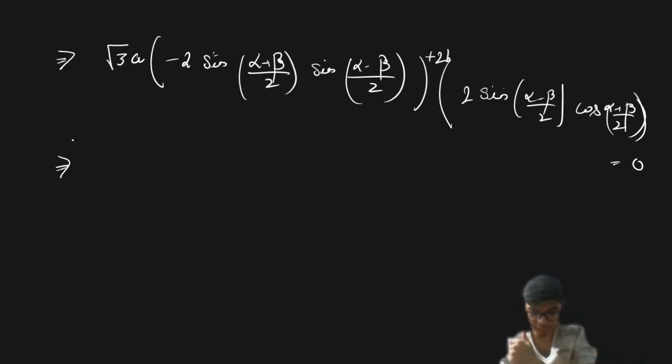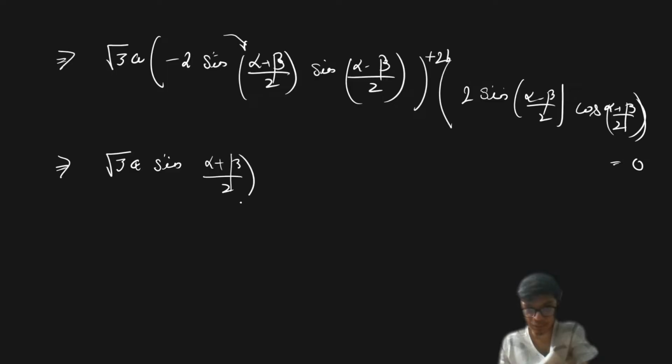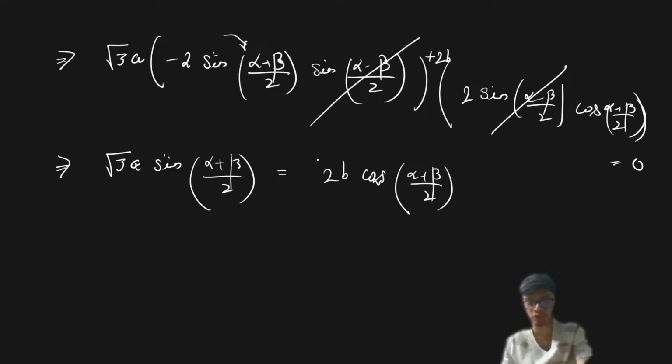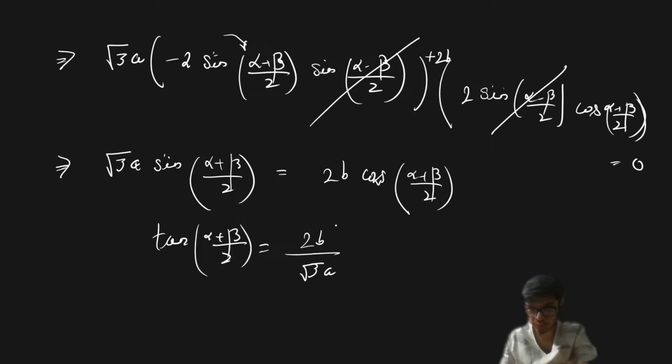Then if we solve it by using the given value alpha plus beta is equal to pi by 3, this result simplifies to root 3 a sine of alpha plus beta by 2 is equal to 2b times cos of alpha plus beta by 2, because sine of alpha minus beta by 2 on both sides can be cancelled out, as it is not equal to 0. Therefore from this result I will have tan of alpha plus beta by 2 is equal to 2b upon root 3 a.